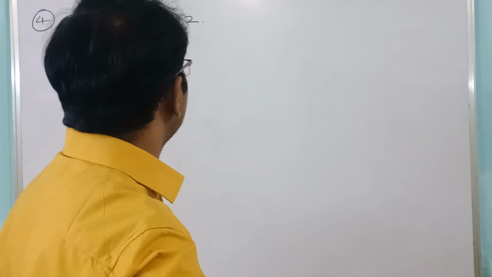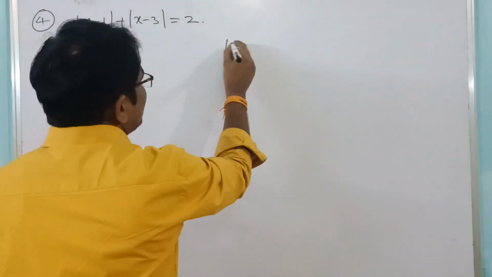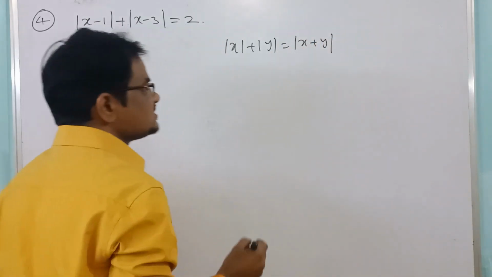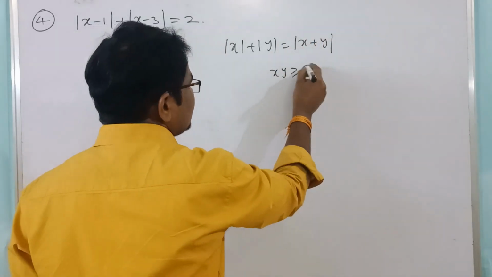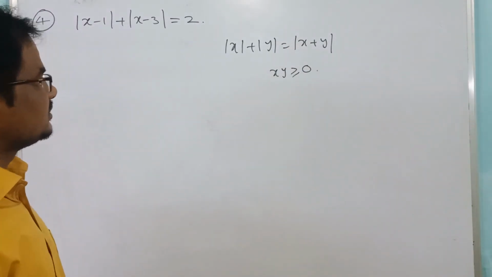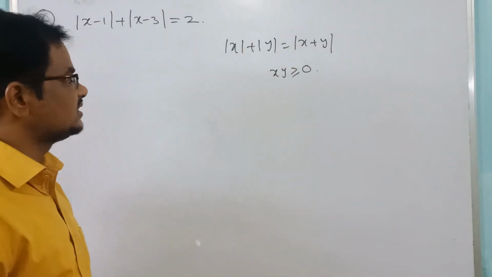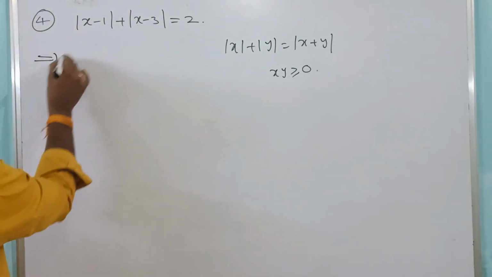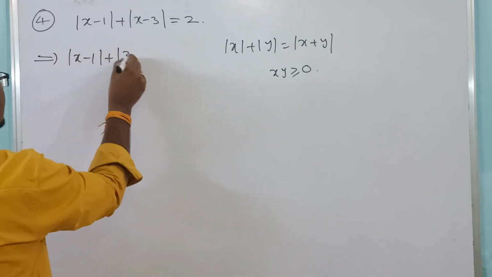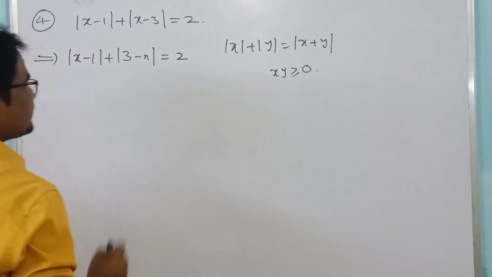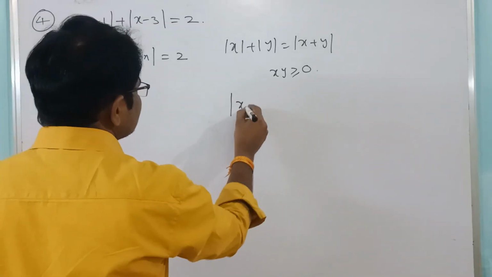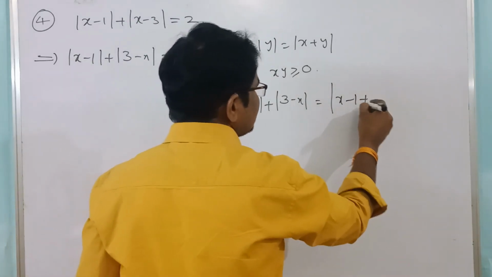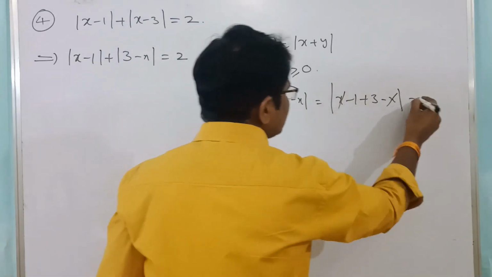Two methods are important. The first one is |x| plus |y| equal to |x plus y|, which holds when xy is greater than or equal to 0. In the last video we discussed this standard condition. Is it satisfying this condition or not? Once you see, if you write this one as |x minus 1| plus |3 minus x| equal to 2, now it is in the form of |x minus 1| plus |3 minus x| equal to |x minus 1 plus 3 minus x|. The x gets cancelled, and that is equal to 2.